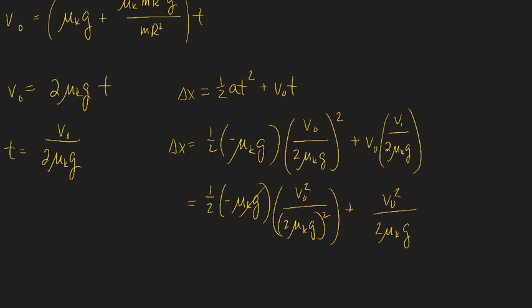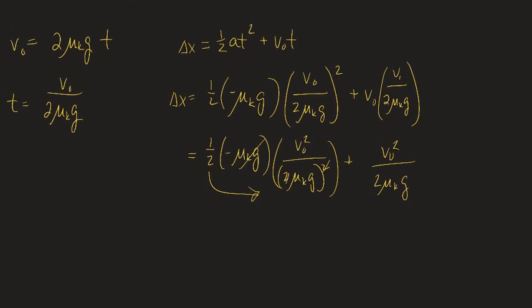I'm going to do that and one of those, but just forget that that's a 4 now. And I have a 2 times that 4, so that makes it an 8. So if I do all the math, I get negative V naught squared over 8 mu kg plus V naught squared over 2 mu kg.